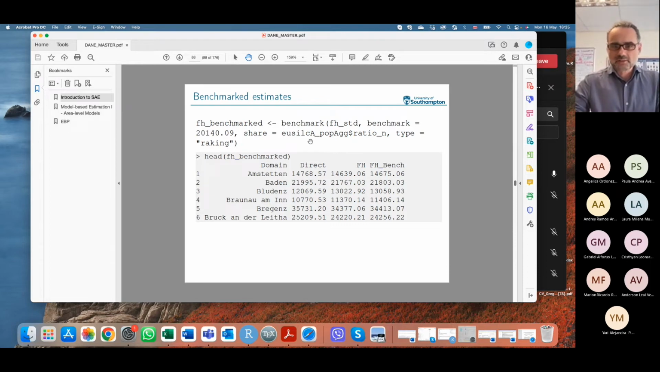If you do that, then in addition to the direct estimates and the Fairhead estimates, you will get another column, Fairhead underscore benchmark. These benchmark estimates are going to sum up to the value that you have specified. In this case, the higher level direct estimate has an equivalized average income of 20,140 euros in Austria.